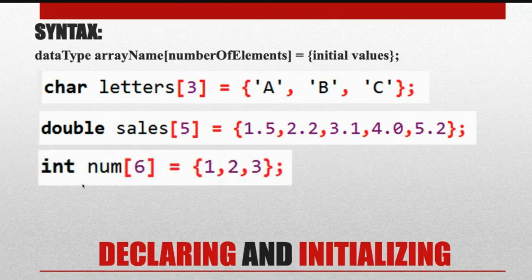Okay, and another example, int num with 6 elements, 1, 2, and 3. What now will happen? Diba 6 yung elements natin, pero yung naka-declare at naka-initialize na values ay 3 lang. So this will have 0, 1, and 2. What will happen to the rest of the elements?